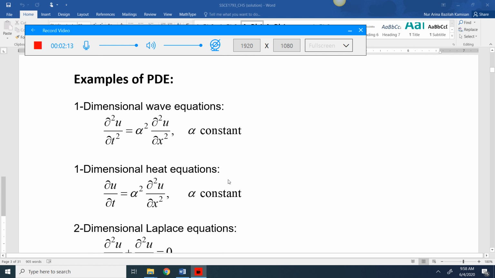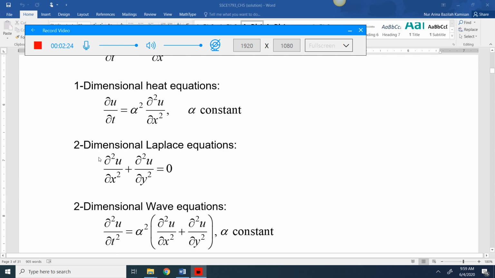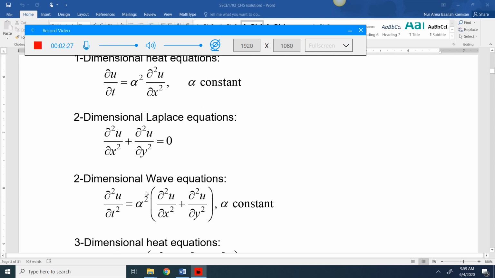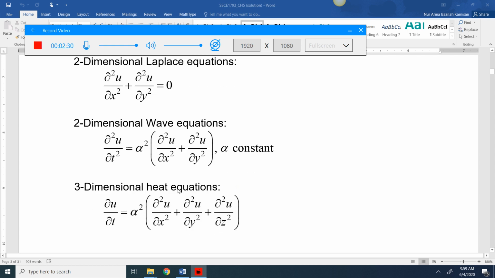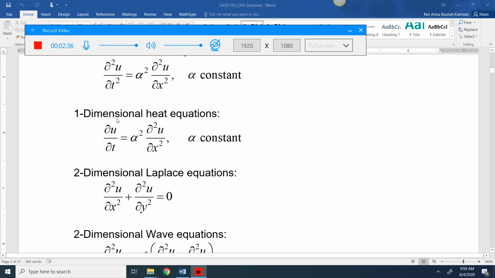For partial derivatives, we have a few examples. It is applied in the one-dimensional wave equation, the one-dimensional heat equation, and the two-dimensional Laplace equation. As you can see, if they write ∂u/∂t, it actually comes from the original equation, which they differentiate with respect to x two times, something like that.